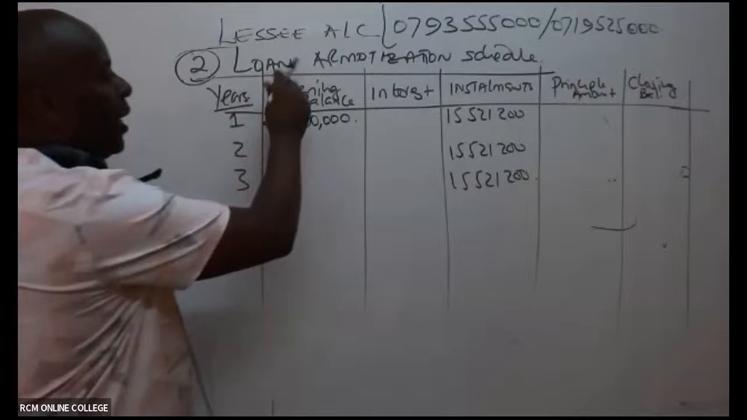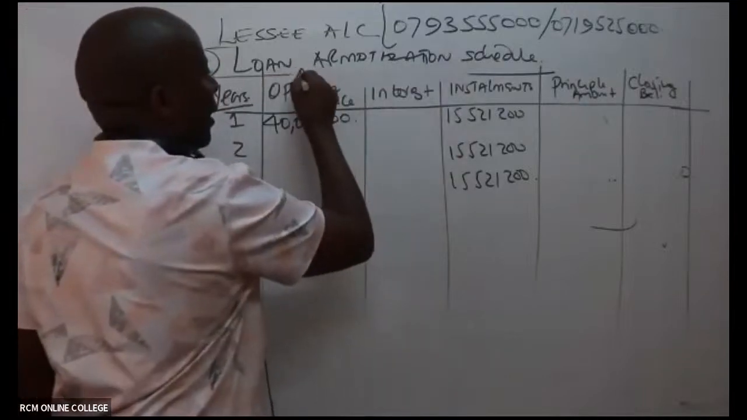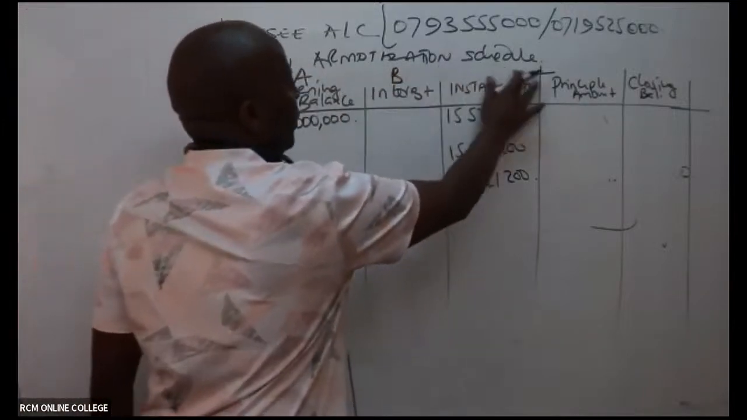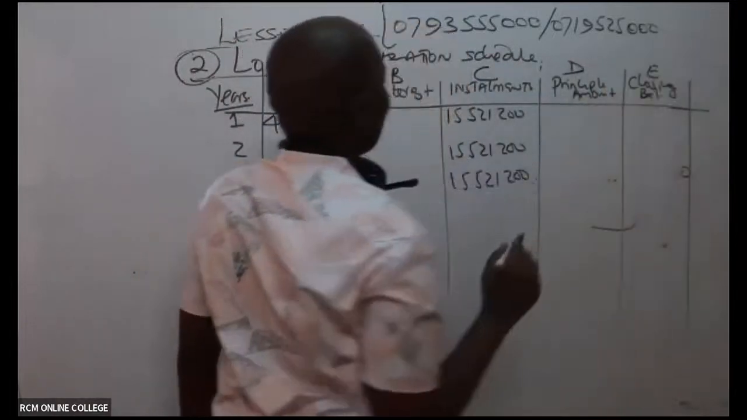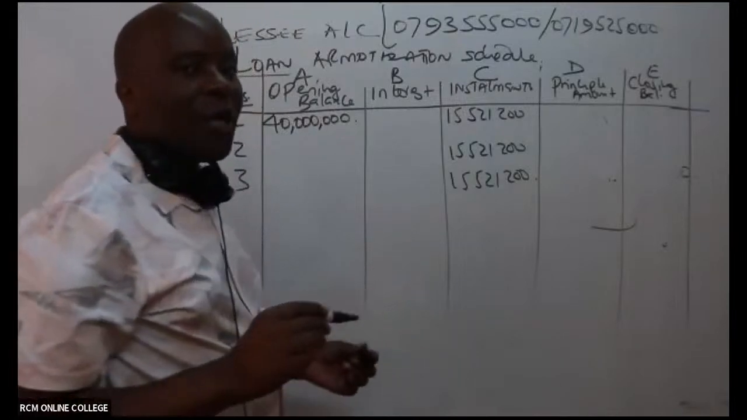So this is column A. Call this one here column A. Call this column B. Call this column C. Call this column D, call this column E. So have they given us the rate of interest?